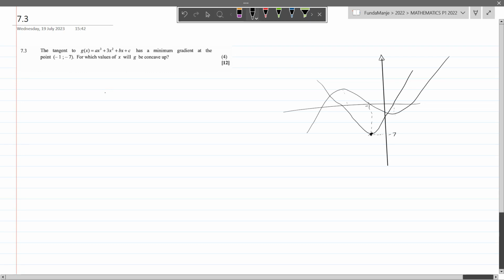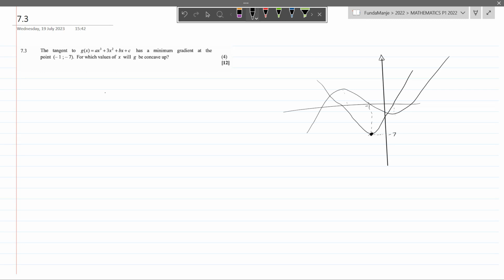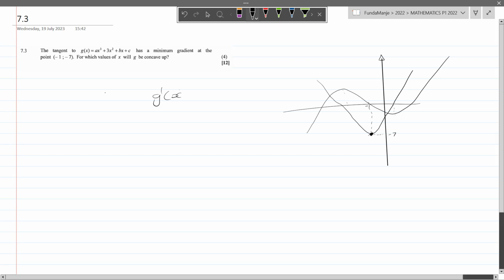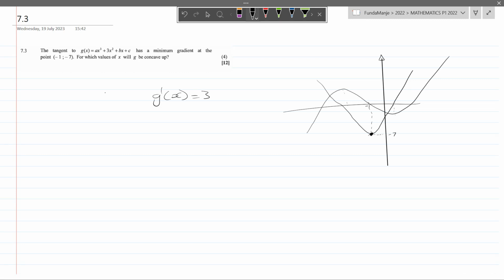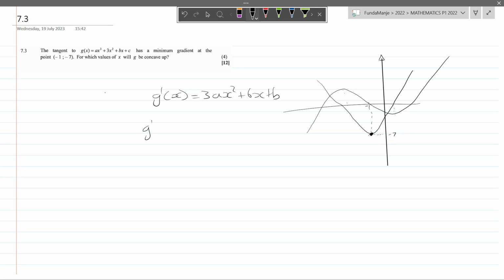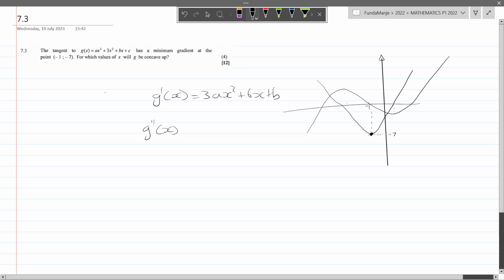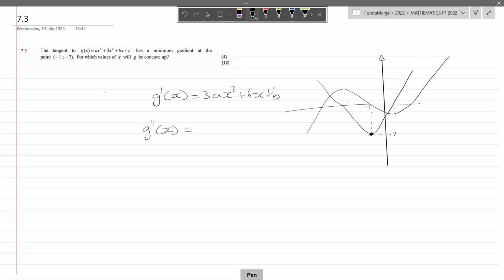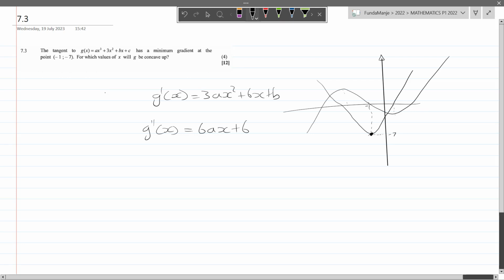So if this graph, which they're referring to as the tangent to g, has a minimum gradient at that point, it means that's the point where concavity changes. So if we were to work out the first derivative of our function, this would be 3ax squared plus 6x plus b. Then we would work out the second derivative because we know concavity has to do with the second derivative. This will be 6ax plus 6.